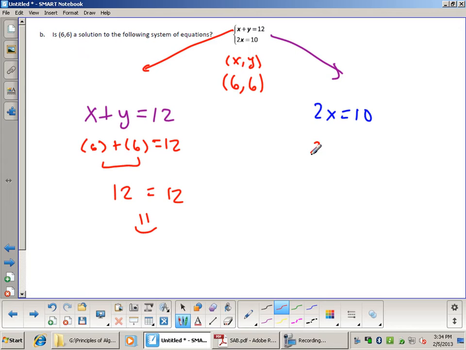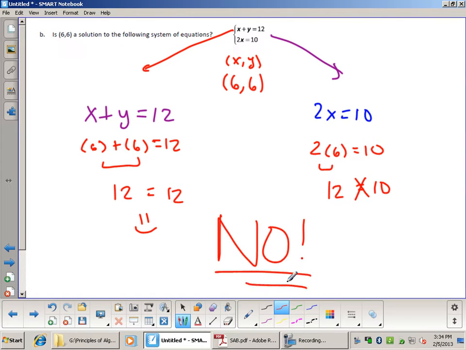On the right, I don't know if we're going to have such a happy ending here. We're going to put the 6 in for the x. Notice there's no place to put in that y. So we're just checking to see if 2 times 6 is the same as 10. Well, of course it's not, it's 12. So that equality is untrue, so the answer to this is no. Again, we're doing a substitution, checking to see if it works in both equations. Since it didn't work on the equation on the right, it is not a solution to the system because it has to solve both.